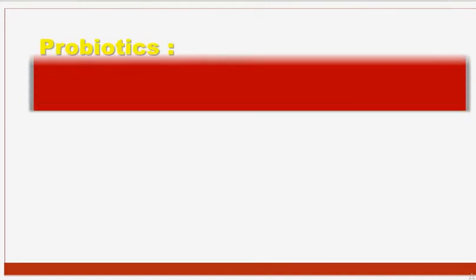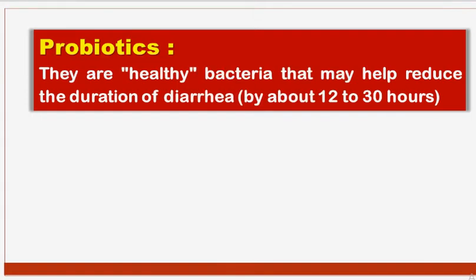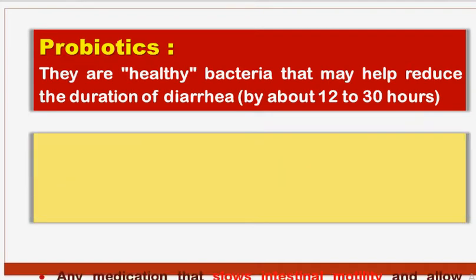We have what's called the probiotics. What are probiotics? We may give them during acute diarrhea. They are healthy bacteria that may reduce the duration of diarrhea by about 12 to 13 hours. It should be given at the beginning of the diarrhea. It comes as a sachet that can be diluted with water and taken at the beginning of the acute diarrhea.